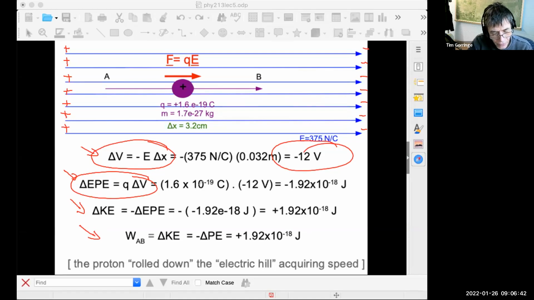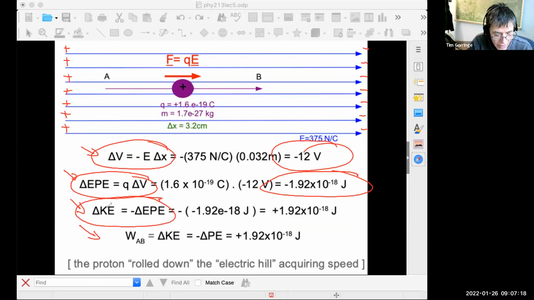And then I've just got to fill in the charge of the proton, and fill in the change in potential. I'm using the first part of the problem here. And I come up with a change in electrical potential energy. What you see there is that's a negative change in electrical potential energy, right? We've kind of rolled down the electrical potential hill, and we've given up electrical potential energy. So we're storing less electrical potential energy. There's a negative change.